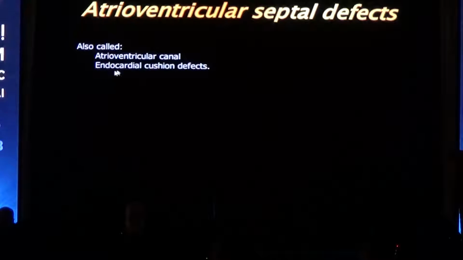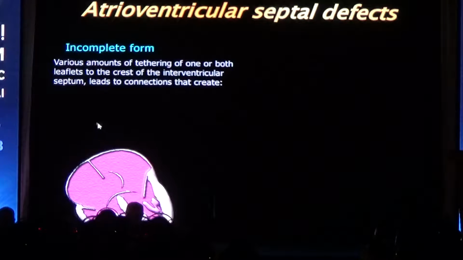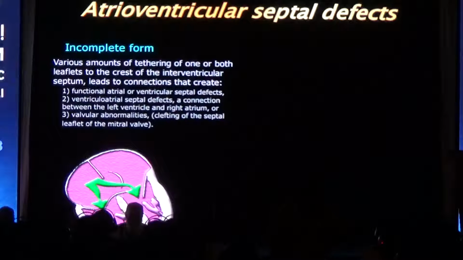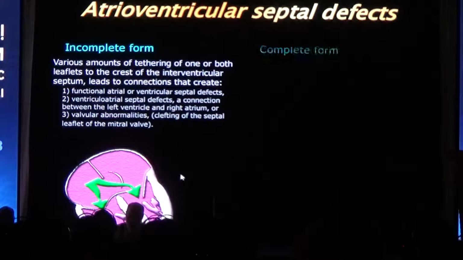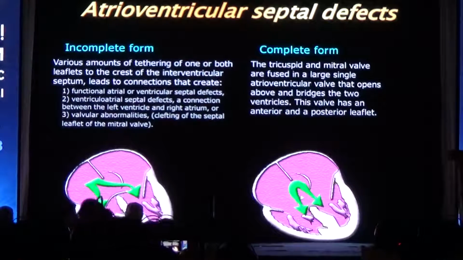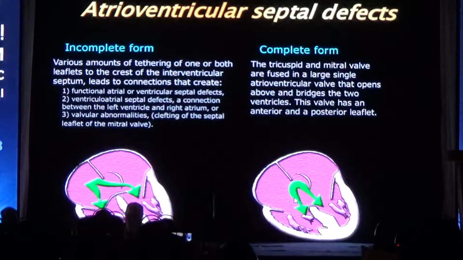These used to be called endocardial cushion defects, and they're also called atrioventricular canal, but the preferred terminology is now atrioventricular septal defect. And they're divided into 2 groups, an incomplete form in which there is tethering of the valve over the crest of the septum, and this allows all sorts of atrial to atrial, atrial to ventricle, and ventricle to ventricle communication. And then there's a complete form in which there is nothing in the middle of the heart, and this can be further subdivided, and I'll show you later.